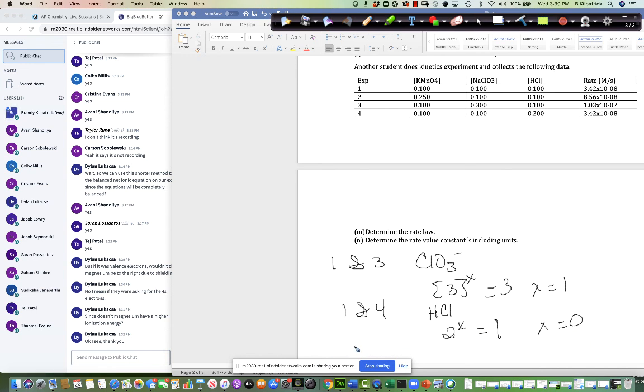And then we're going to compare 1 and 2. And 1 and 2, we have permanganate changing.